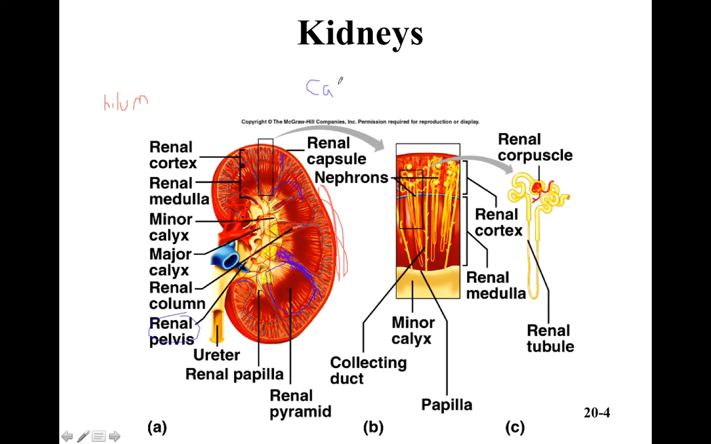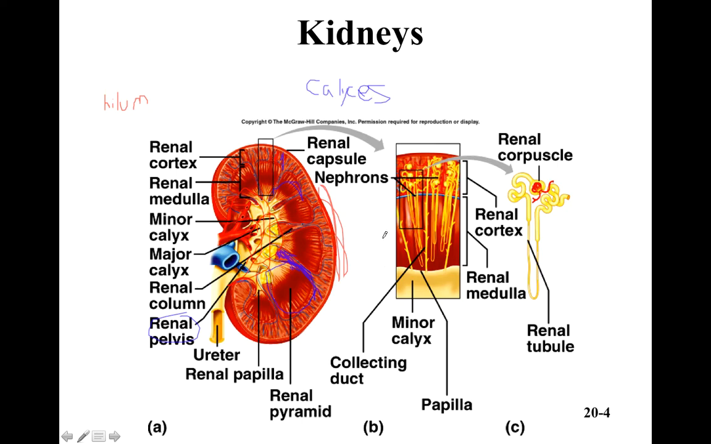It's C-A-L-Y-C-E-S. That's calyces. So you get 2 to 3 major calyces formed that flow into the ureter.